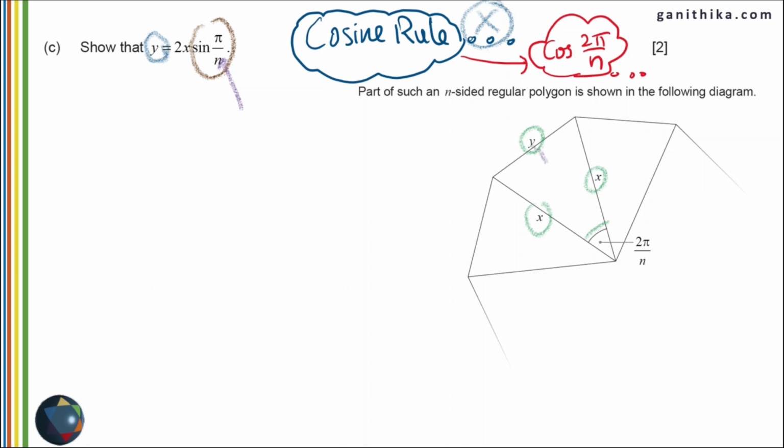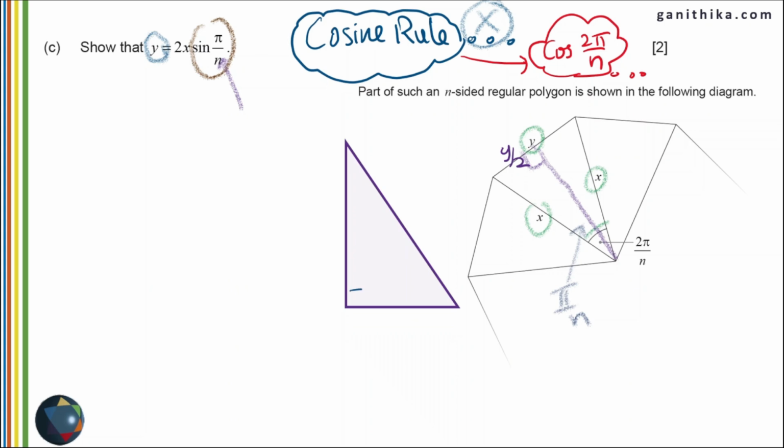Therefore, let's split this angle into half, and this line is going to be perpendicular to the base, and therefore this angle is going to be pi over n, and this side is going to be half of y. So we have a right angle triangle with these measurements. Pause the video here and try to use the basic trigonometric function to get the expression for y as stated in the question. So this is going to be in terms of sine.